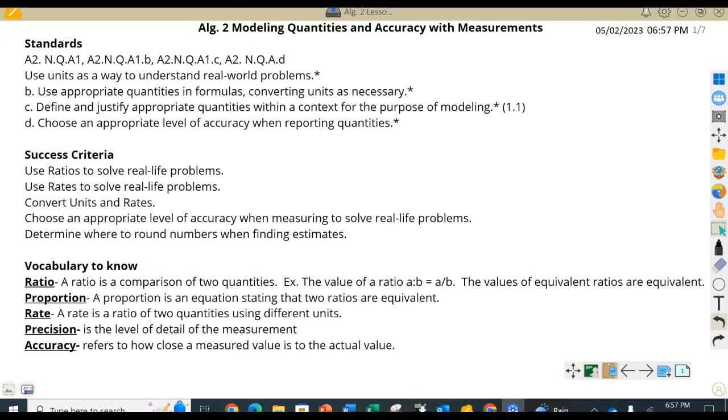Hey guys, today we're going to look at modeling quantities and talk about accuracy with measurements. The state standards that we're going over today use units as a way to understand real-world problems, use appropriate quantities in formulas, converting units as necessary, define and justify appropriate quantities within the context for the purpose of modeling, and choose an appropriate level of accuracy when reporting quantities.